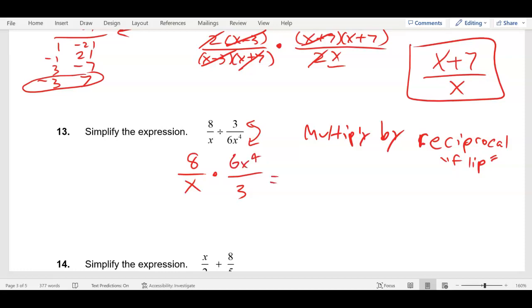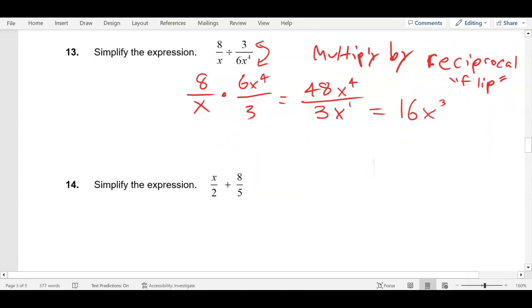All right, so we're going to do on top 8 times 6, 48. X to the 4th stays on top. X times 3, it's 3x. All right, so what's 48 divided by 3? You get 16. And then when you have a power on top and bottom, you do top minus bottom. Or you do the biggest minus the smallest, and you put it on the biggest side. So 4 minus 1 is 3. It's on top with the 16. So it's 16, x to the 3rd power. You could put it over 1, but that's it.